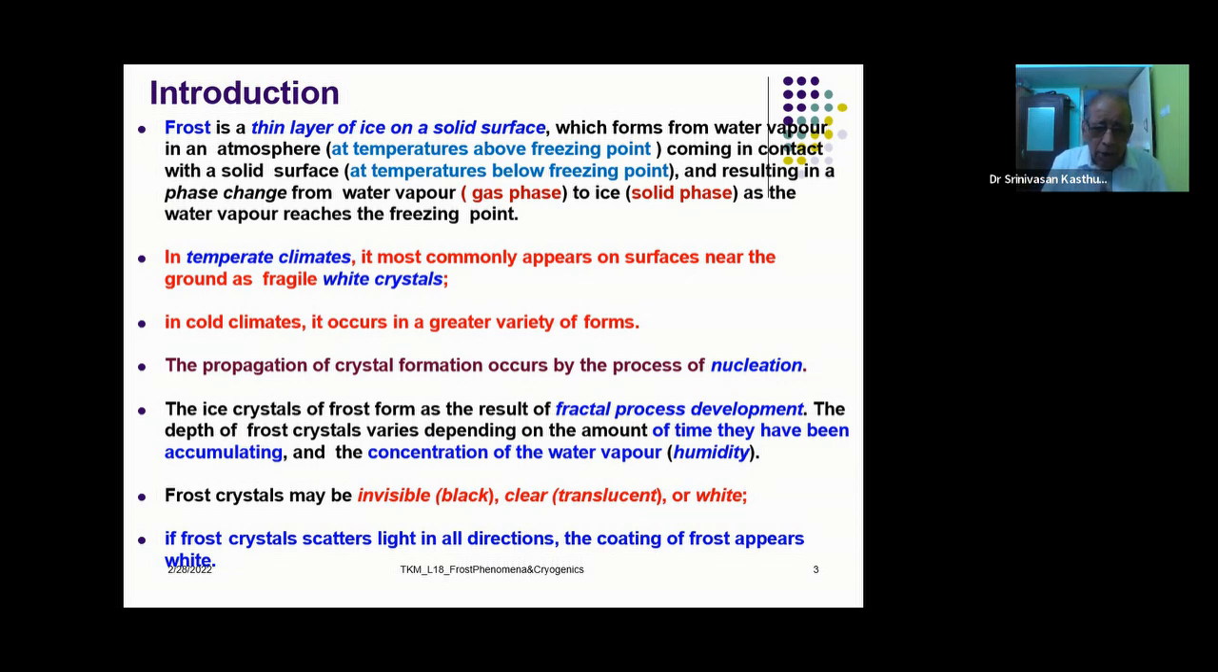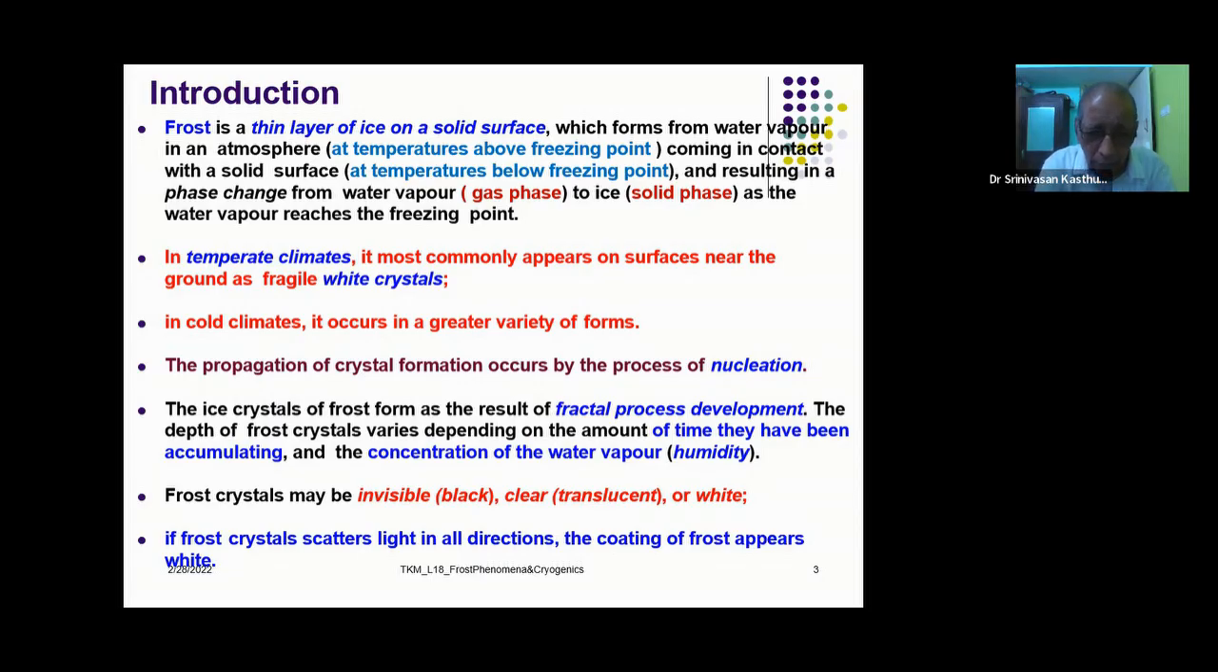So now the frost crystals can be of different colors. One is it can be invisible, then you call it a black frost. Invisible, you don't see them. That means whatever light goes does not get reflected, and therefore you call it invisible frost or black frost. It can be a clear frost, that means it is translucent, or it can even be white frost. White frost, that's what we normally see, generally we see more often the white frost.